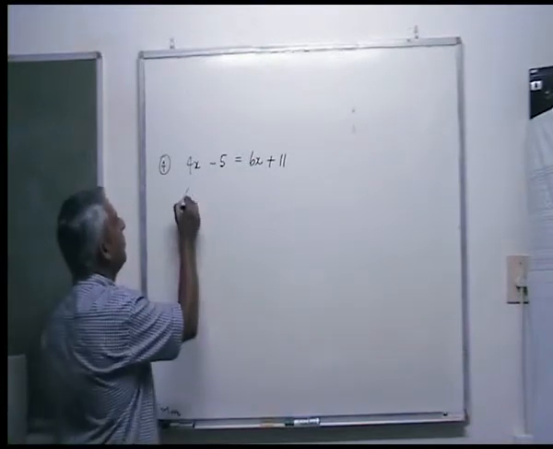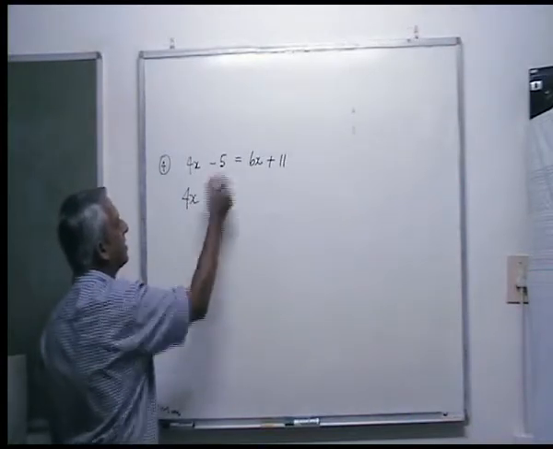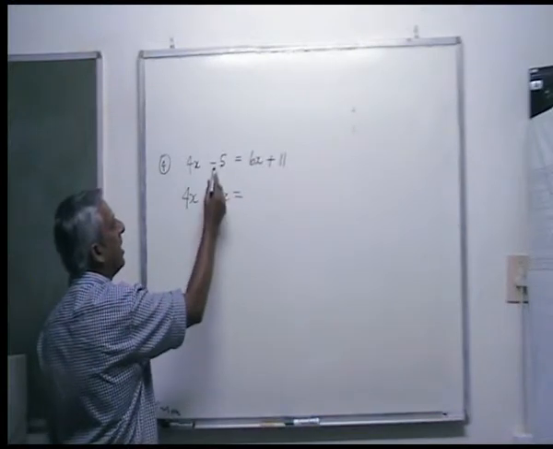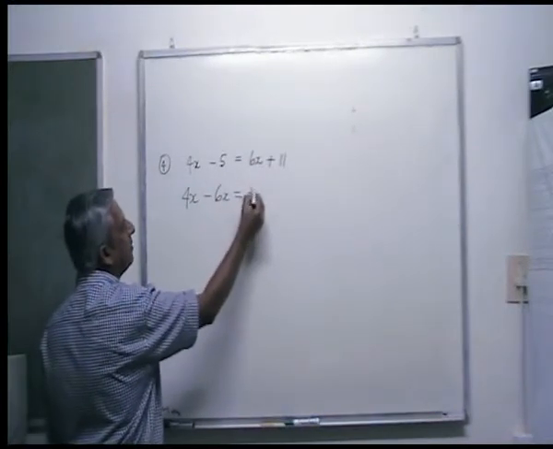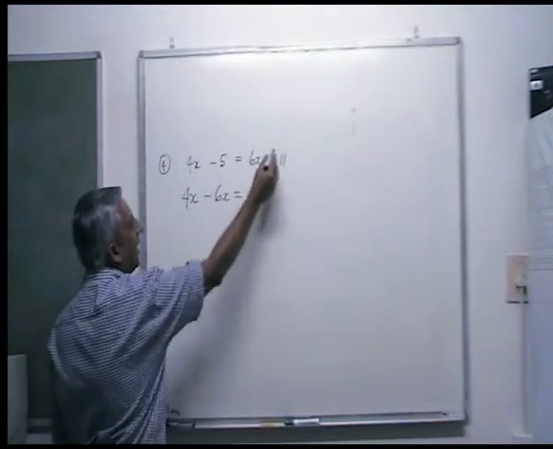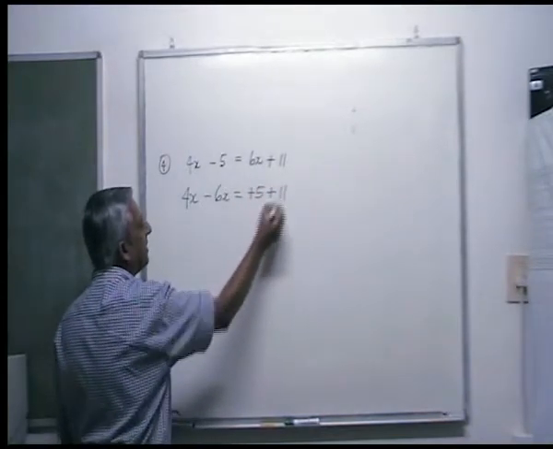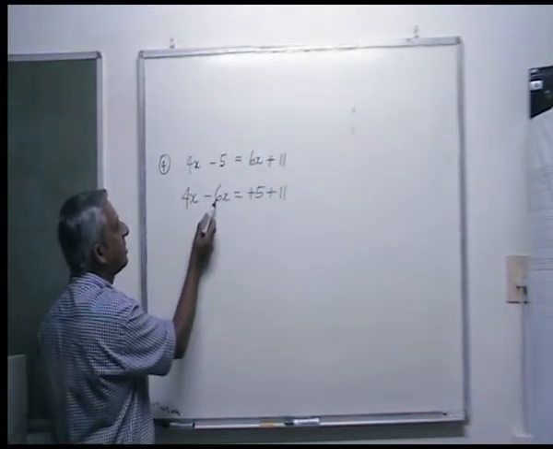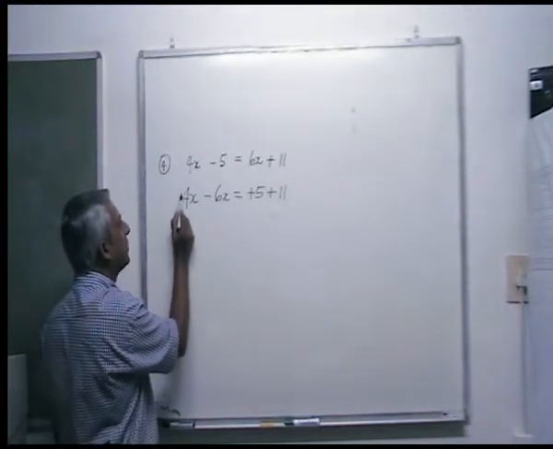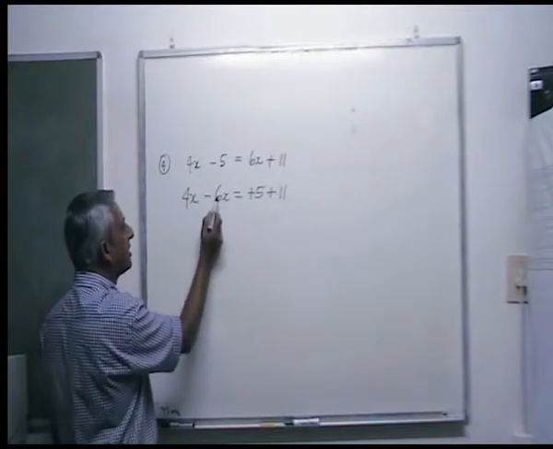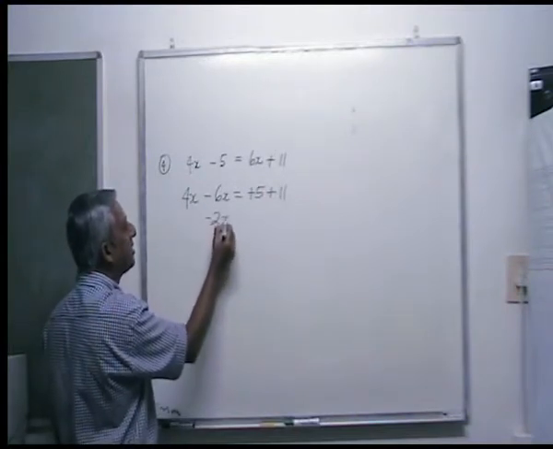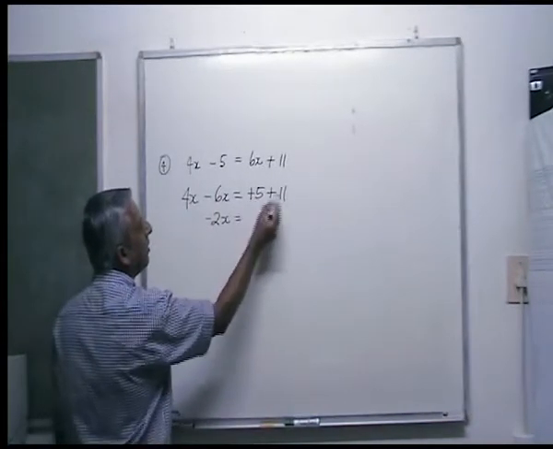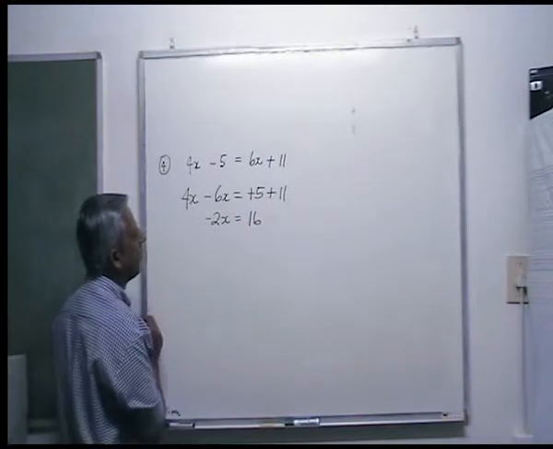So we transpose 4x plus 6x, if it comes on this side, will be minus 6x. Minus 5, when it goes on that side, becomes plus 5. And the 11, we're just bringing it down. Now watch carefully. 4 minus 6, you're dealing with integers. Plus 4 plus minus 6 will give you minus 2. So you got minus 2x is equal to 5 plus 11, 16.